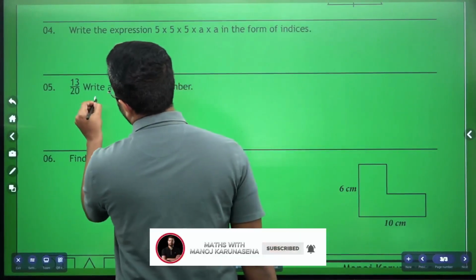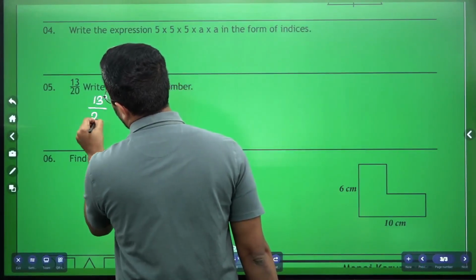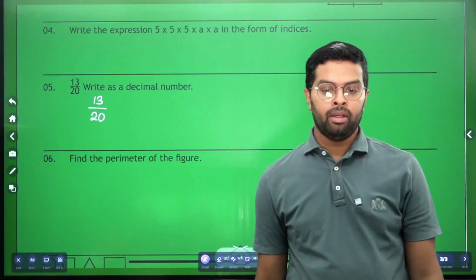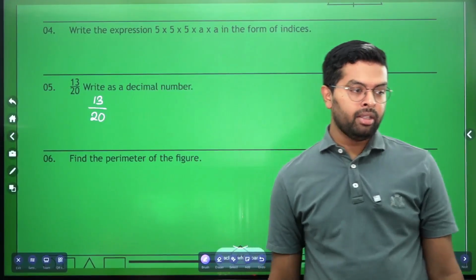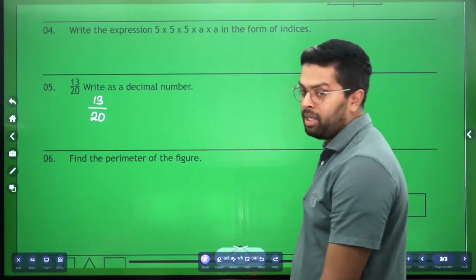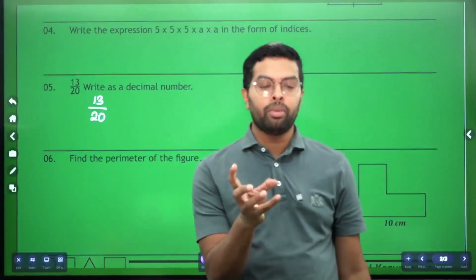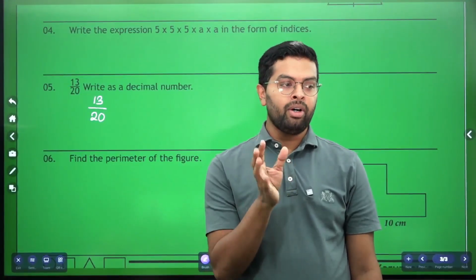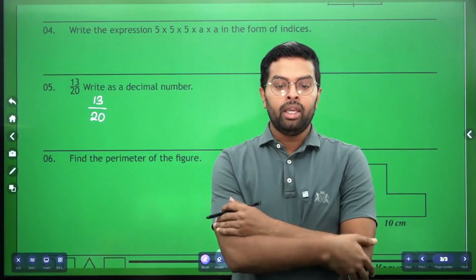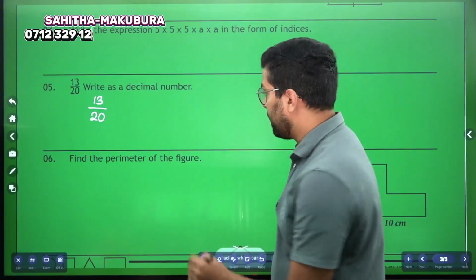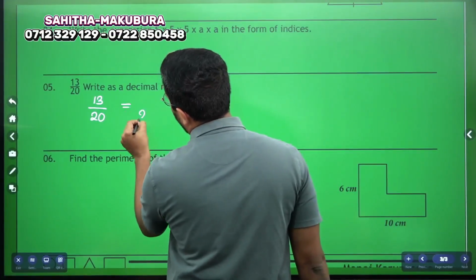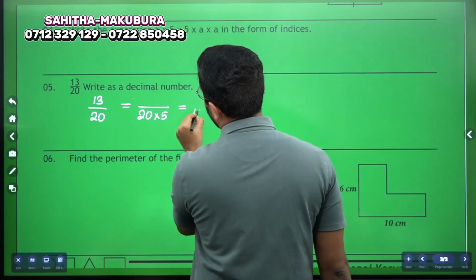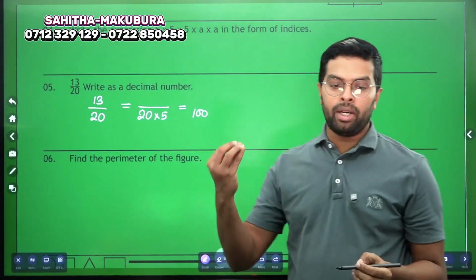It asks us to write this fraction 13 over 20 as a decimal number. 20 is the denominator of this fraction. So I can very simply convert the denominator 20 into 100 by doing what? We can multiply 20 by 5 so that I will be getting a denominator which is equal to 100.